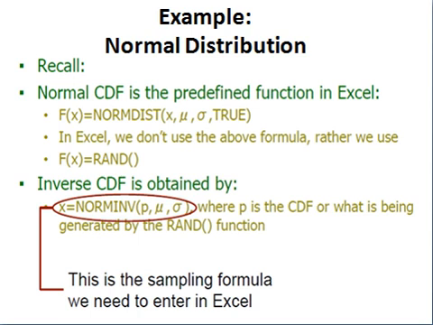So let's talk about the third one, which is a normal distribution. Luckily, the normal CDF is a predefined function in Excel. In order to get the inverse CDF, we will be using NORM.INV, with the rand value, then the mean value, and then the standard deviation, because I need two parameters for normal distribution. One is the mean value and the second one is the standard deviation.